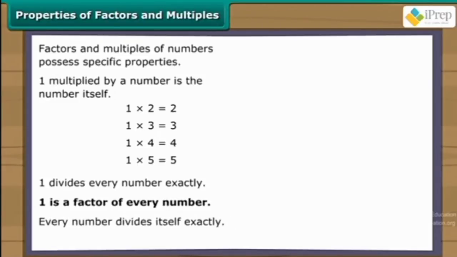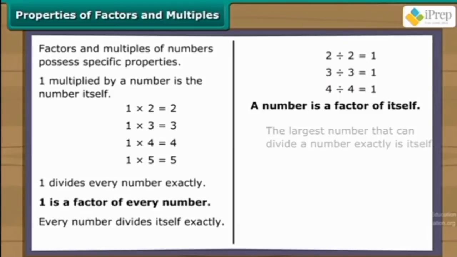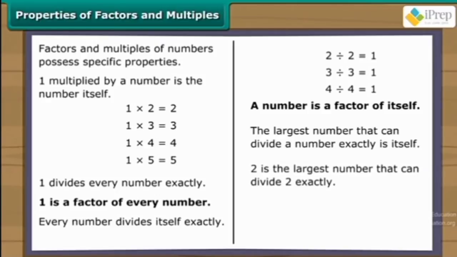Every number divides itself exactly. 2 divided by 2 is equal to 1. 3 divided by 3 is equal to 1. 4 divided by 4 is equal to 1. Therefore, a number is a factor of itself. The largest number that can divide a number exactly is itself. 2 is the largest number that can divide 2 exactly.